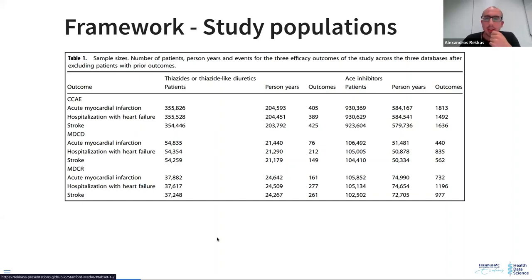So I put this table here just to see the number of patients that we get after we extract our cohorts. In CCAE, which is actually the largest one, we get more than 1.2 million patients receiving both treatments. In MDCD, we have more than 160,000. And in MDCR, which is the smallest one, we had almost 142,000. Mainly, we have between two and three times more patients receiving ACE inhibitors compared to thiazides.